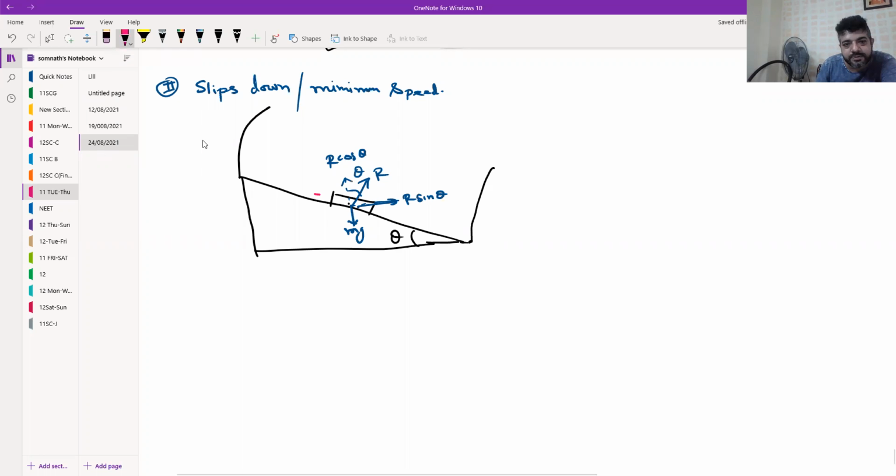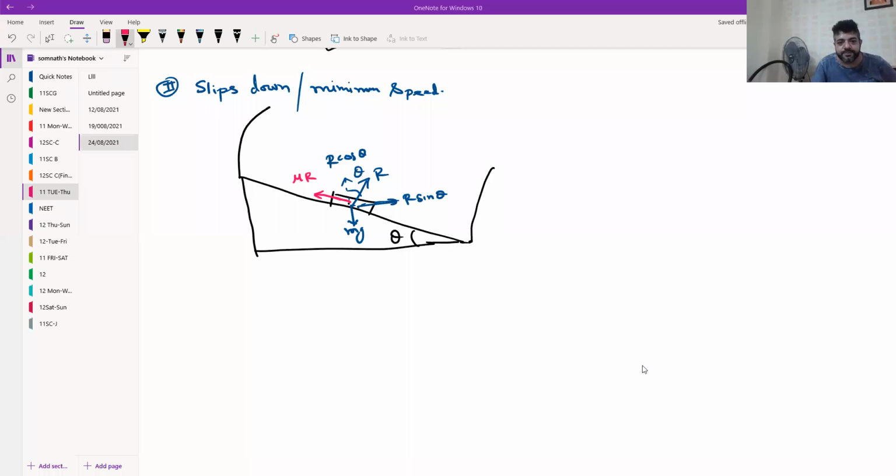Now as it slips down, in which direction is the frictional force acting? Upward? Yes or no? Yes, sir. Look, when it slips down, the frictional force acts upward. So as the frictional force is acting upward, this angle is theta. So what we can say: mu R cos theta, and this one is mu R sin theta.